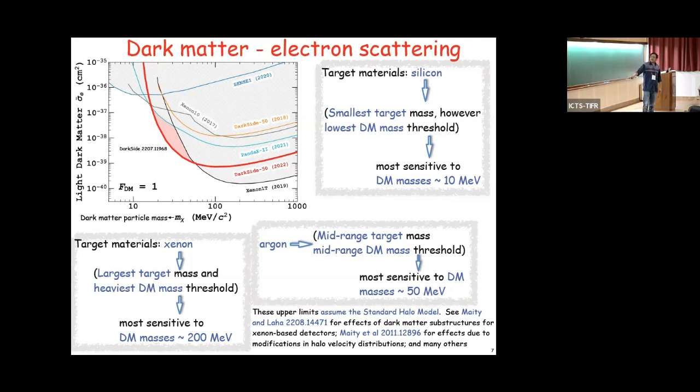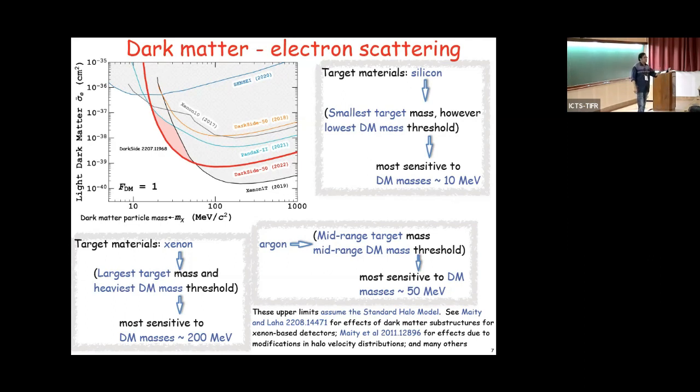And then there is xenon, which has the largest target masses. However, it also has the heaviest dark matter mass threshold. So this is for Xenon10, PandaX, and Xenon1T. These are various xenon experiments from various collaborations. They are most sensitive to dark matter mass of 200 MeV. So this is the peak. I mean, the most sensitive is 200 MeV.